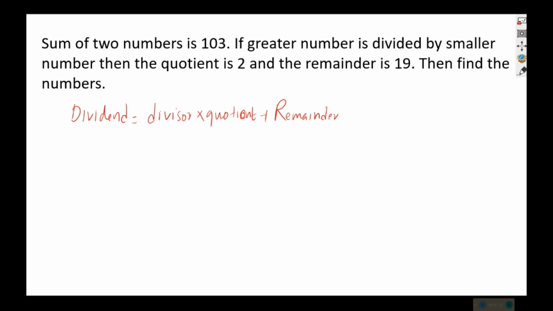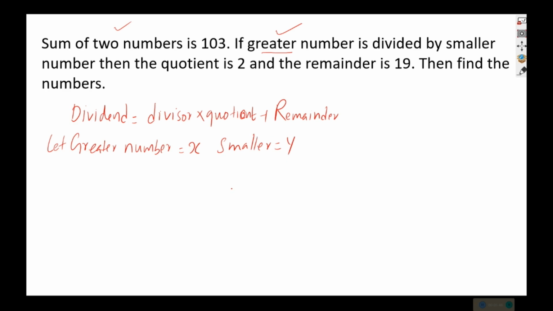So that relationship is given in the question. Secondly, let us consider that there is a greater number and a smaller number, because there are two numbers. Let the greater number be x, and naturally the smaller is equal to y.